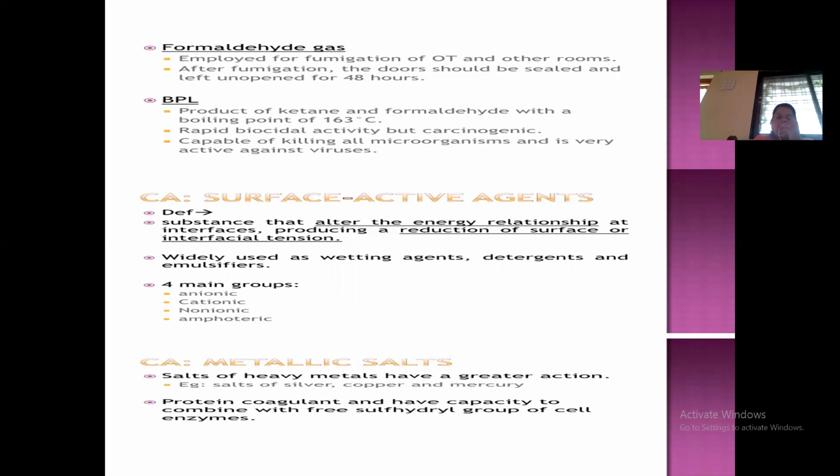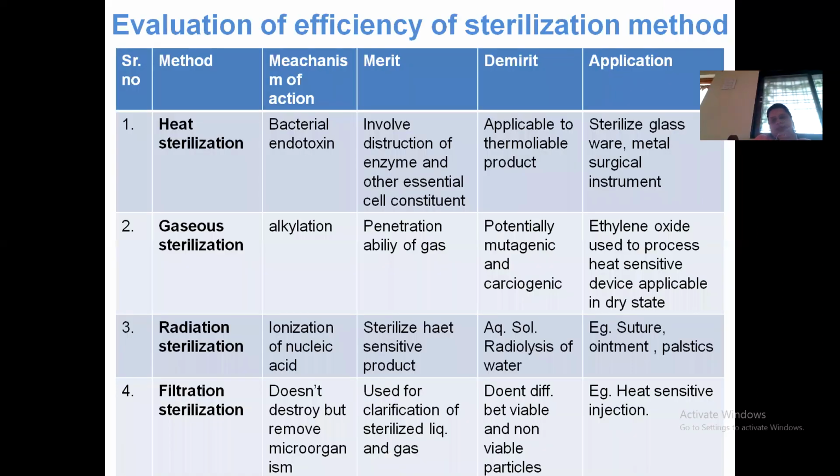Then next is metallic salts. The salt of a heavy metal has greater action, such as salts of silver, copper, and mercury. They also have bactericidal, microorganism killing activity. They cause protein coagulation and have the capacity to combine with free sulfhydryl groups. Which agents are active against sulfhydryl groups? Metallic salts.